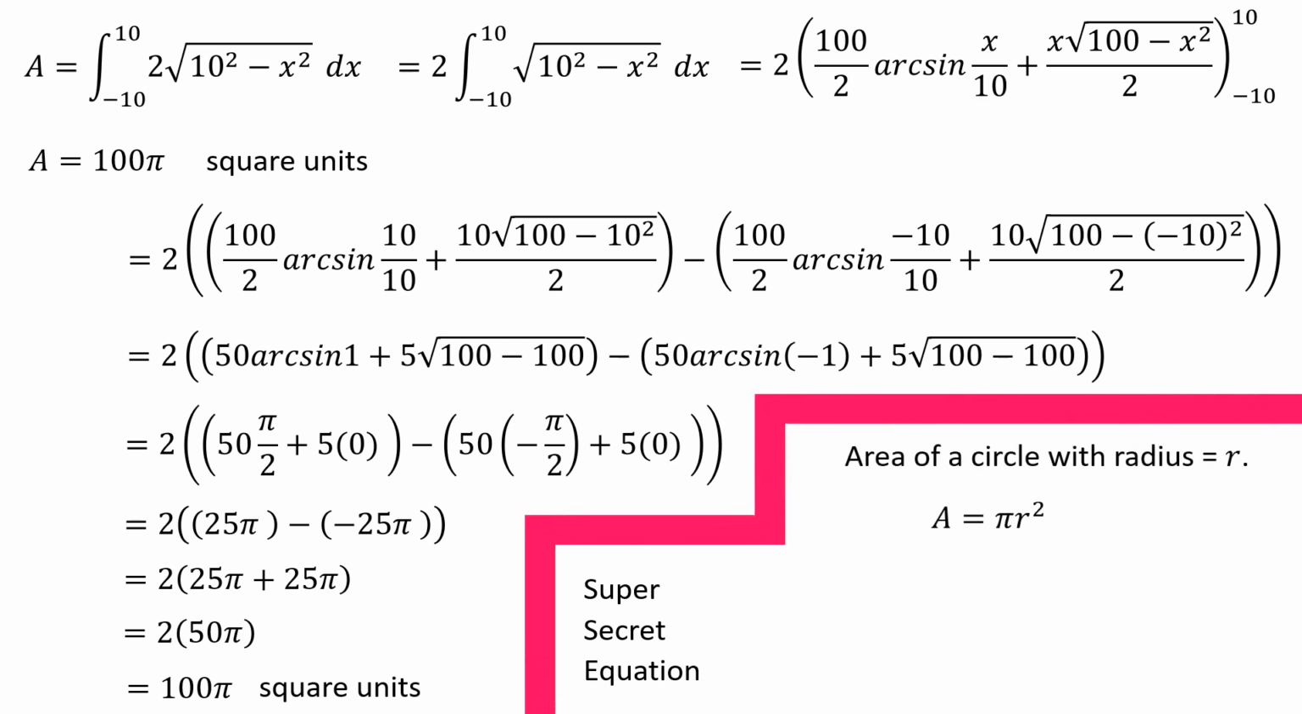Of course, we should have known this before we started, because we know the area of a circle is pi r squared. And so if the radius is 10, of course the area is going to be 100 pi. But we could do that with calculus.